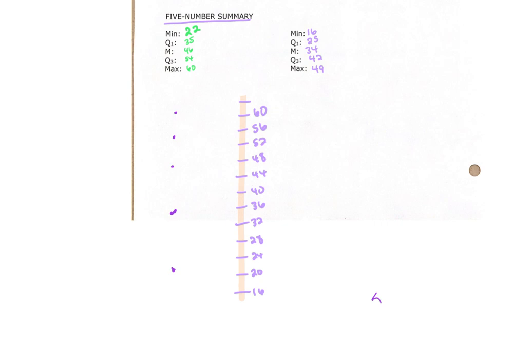And then the 3 middle points, that's where we create our box. So here's our box. Wow, that's really straight. The middle, that's our median. And then we draw the whisker out. And I don't know what this is over here.